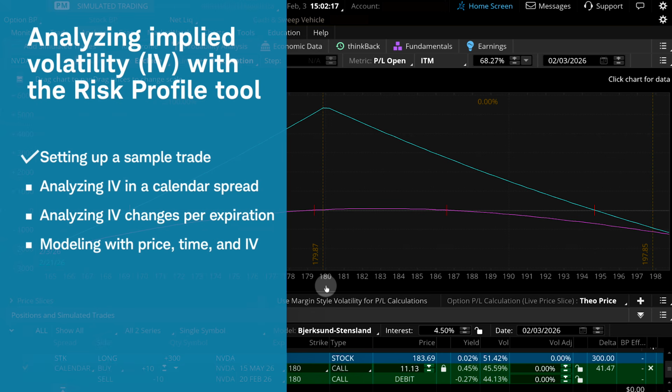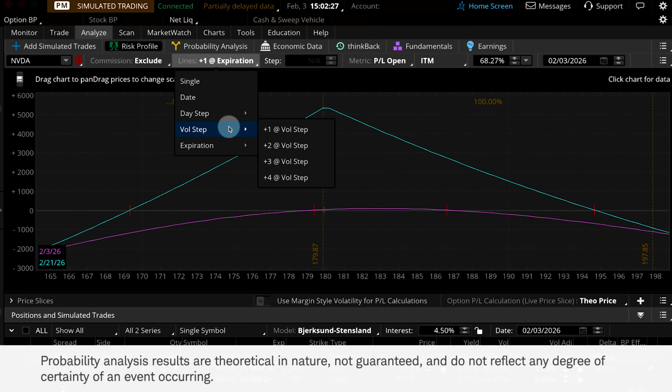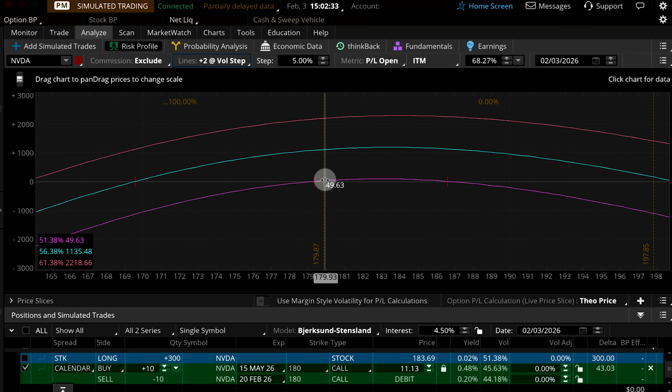Let's switch up this graph a little bit and take a look at how volatility changing is going to impact our trade. So we're going to go up to our line section and click here and go to vol step. And in this case, let's step 2 different times. So now what we're looking at, this is at the current volatility of about 51.38%.